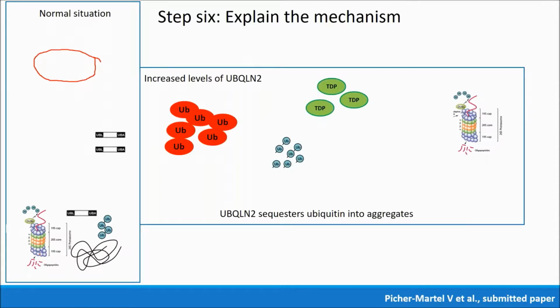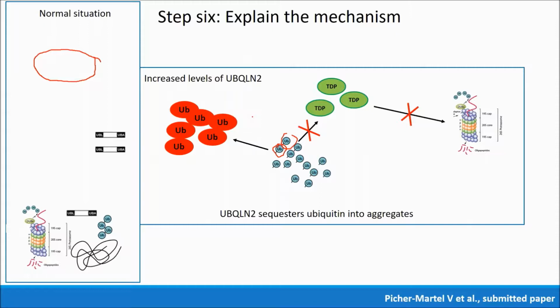When we increase the level of ubiquilin-2, I do not show all the results here because it would be too long, but I explain it simply. When we increase the level of ubiquilin-2, we saw that all the ubiquitin proteins were in fact in the aggregates with TDP-43 and ubiquilin-2. So we think that the ubiquitin proteins cannot be used by the proteasome to degrade the protein.